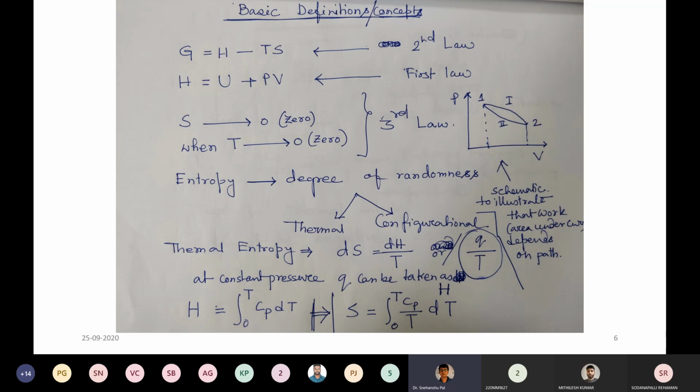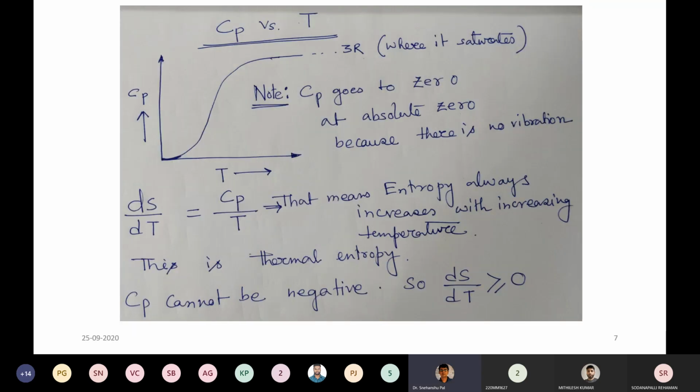So here H equals the integral from 0 to T of Cp dT, and S equals the integral from 0 to T of Cp by T dT. You can get this kind of formulation simply from the concept of Cp. Cp is the amount of heat required to raise the temperature of a unit mass of a material by 1 degree at constant pressure. Now we understood what Cp and T are.